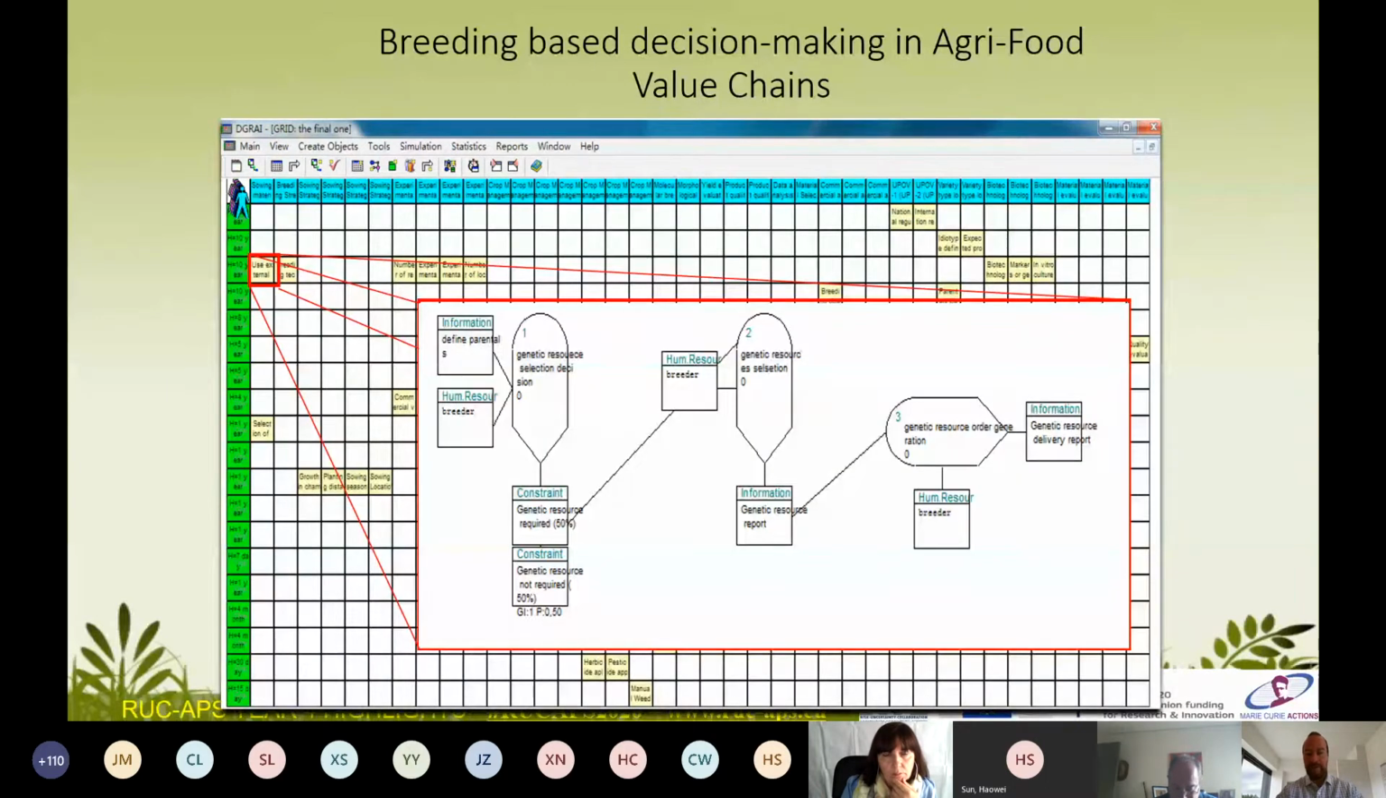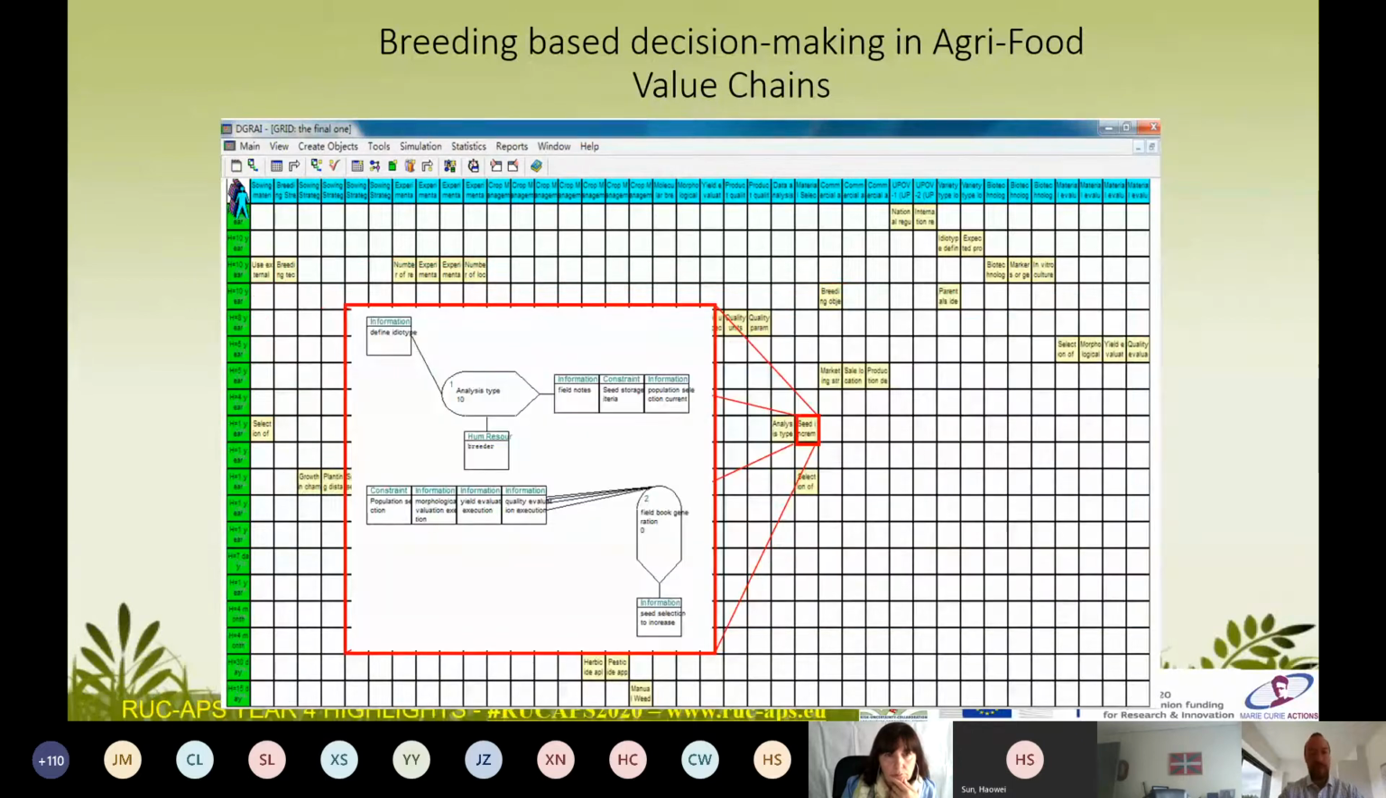Then we start mapping the process. Every decision is composed of a number of activities and resources. As an example, that particular decision is composed of activities like genetic resource selection, and we also have a breeder involved, a genetic report, and a genetic resource delivery report. So every decision center, as you can see here, is composed of this detail. This is part of the mapping process.